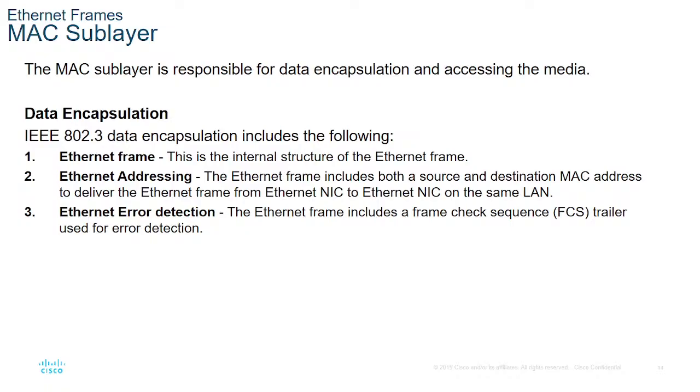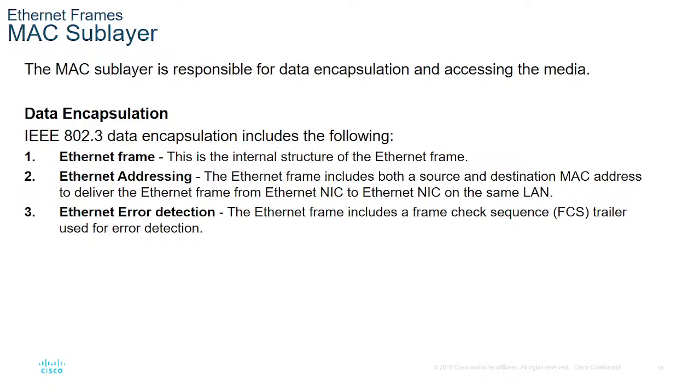Then also, the media access control layer is responsible for Ethernet error detection. Now, before two devices transmit data, they will calculate something called a checksum. That checksum is then stored in a field called the frame check sequence trailer.